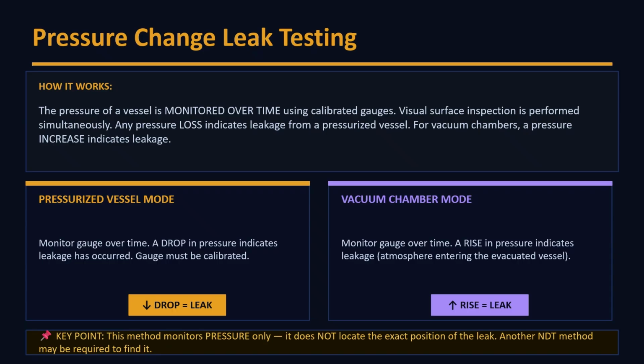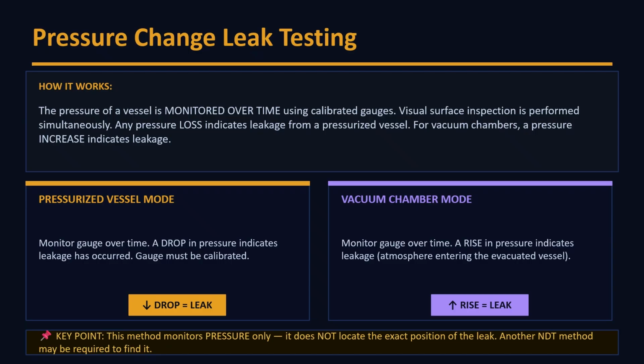But here's the important question. Do we know where the leak is? No. And that is the biggest limitation. Pressure change testing tells us leakage exists. It does not tell us where. Think of it like a medical thermometer. The thermometer can tell you that you have a fever, but it cannot tell you the exact cause. Pressure change testing works the same way.